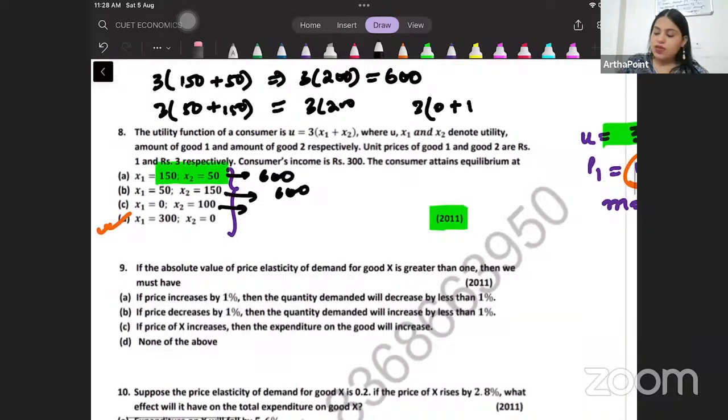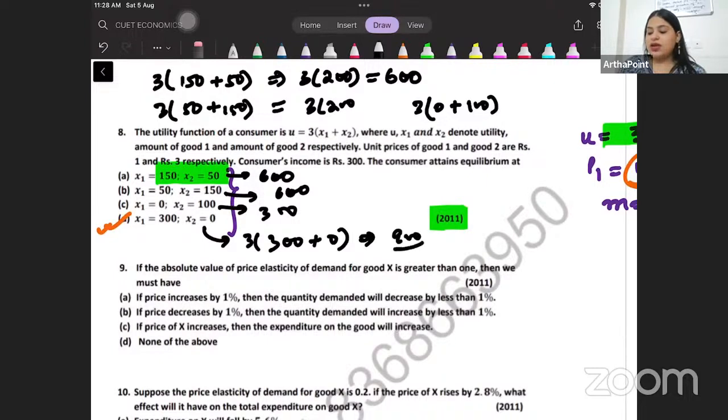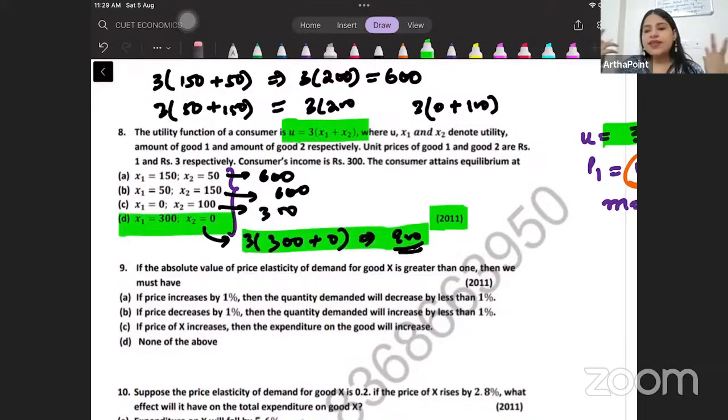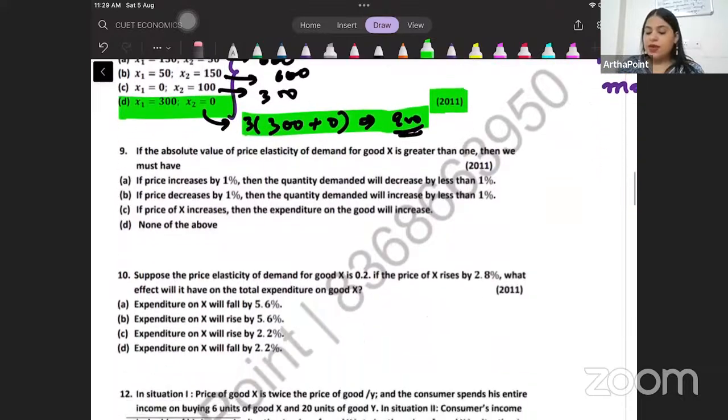Take the next case. 3, 0 plus 100. So utility will be 300. And take the last case. 3, 300 plus 0, which will be 900. So this option gives you the highest utility. कुछ करने की जरूरत ही नहीं पड़ी. I don't need to remember the MRS and price rule. I can just put these 4 options in my utility function and I can see where I'm getting the highest utility, and that's done. Okay. Come to the next question.